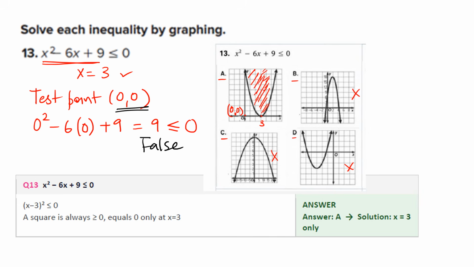And because it is not a strict inequality, equal to is included. Can I say 3 will also be a part of the solution? Yes, it will also be a part of the solution. X equal to 3 is included. That's the only solution of this graph.